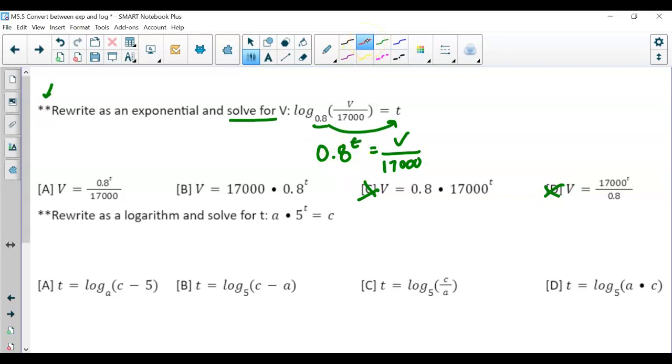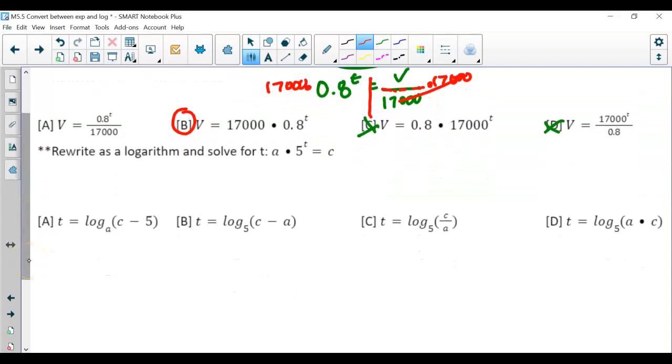Now it's like we're solving an equation for v. Notice how v, though, is being divided by 17,000. So we need to solve by doing the inverse or opposite operation, right? So what is the opposite of division? Multiplication. We're going to multiply both sides by 17,000. That's why the answer here is B.